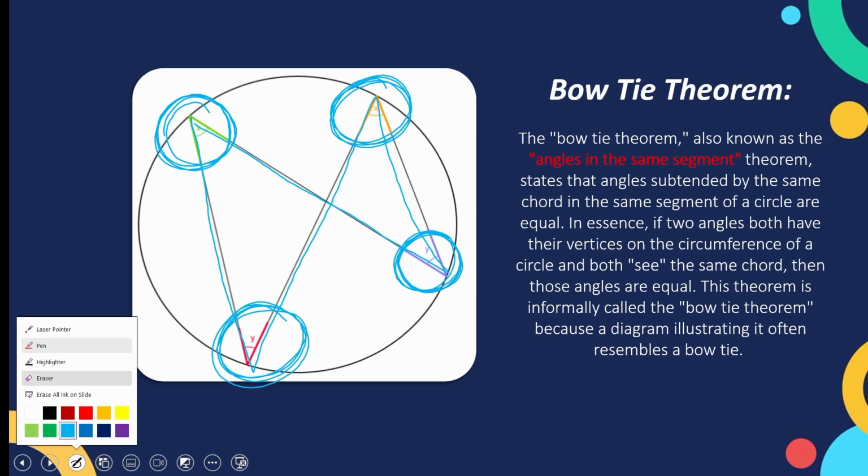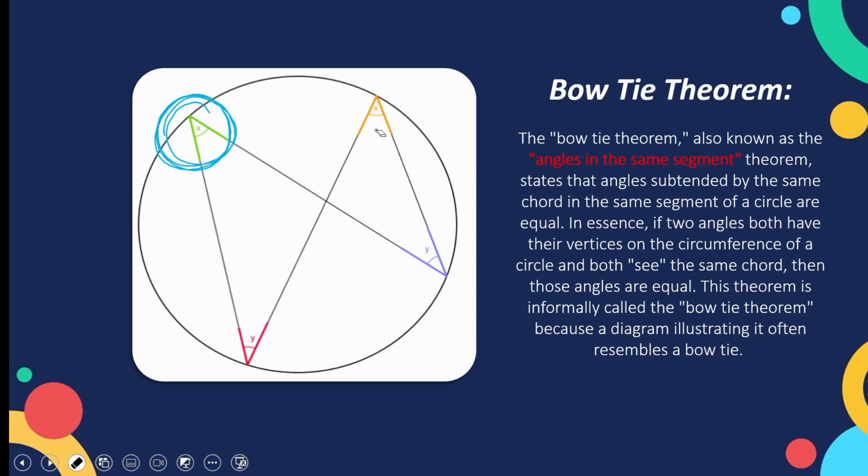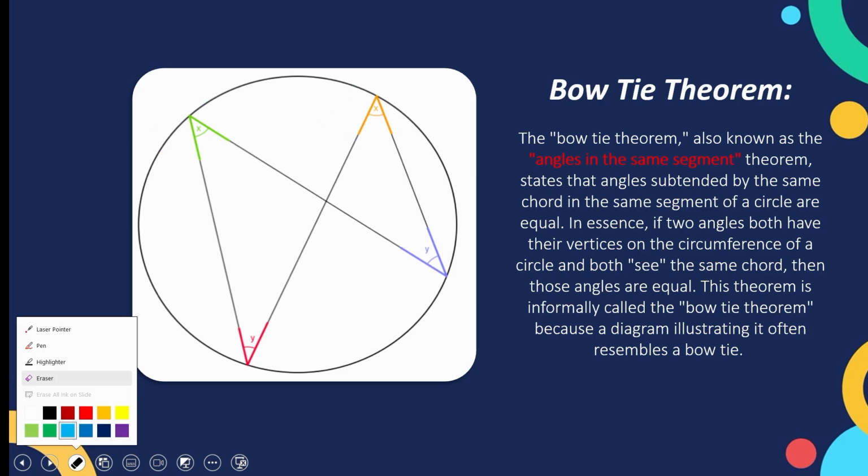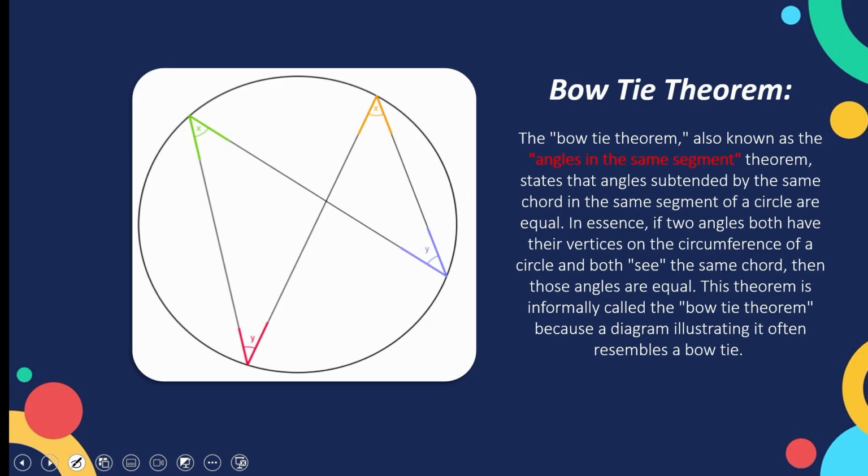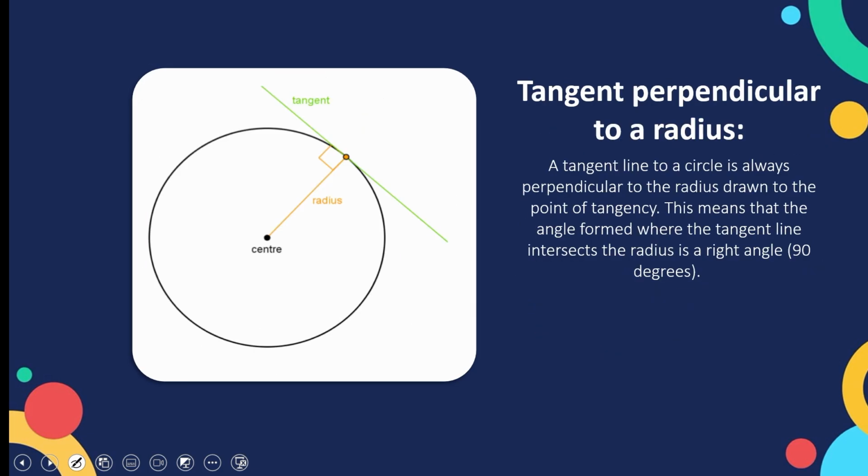Matrics, when you are answering questions, just remember, like the arrow theorem, that the bow tie theorem is the slang word for this theorem, angles in the same segment. The reasoning when you are answering your questions, you will put down angles in the same segment.